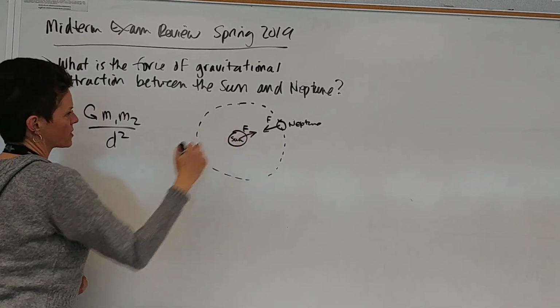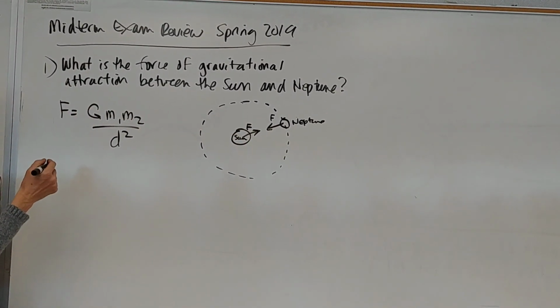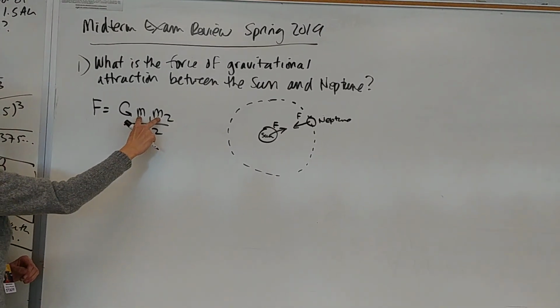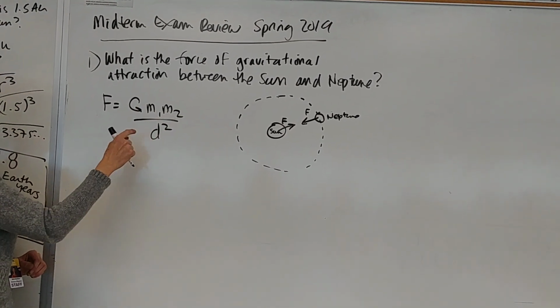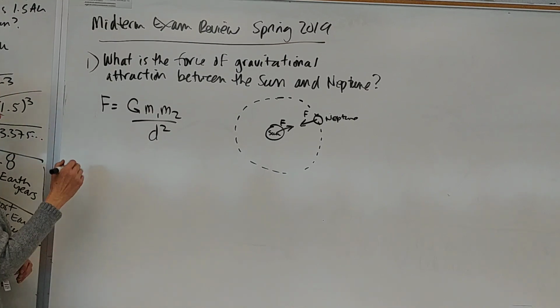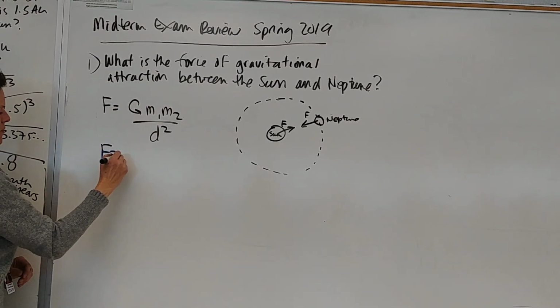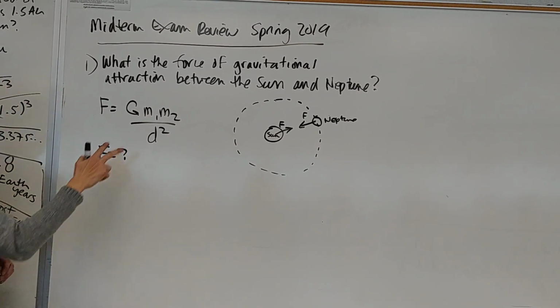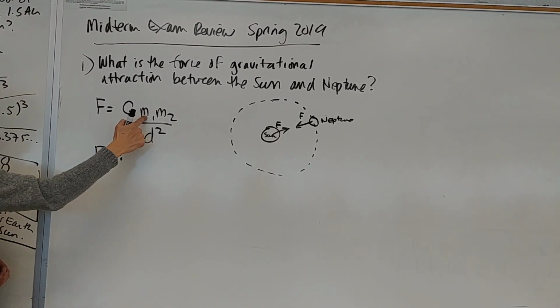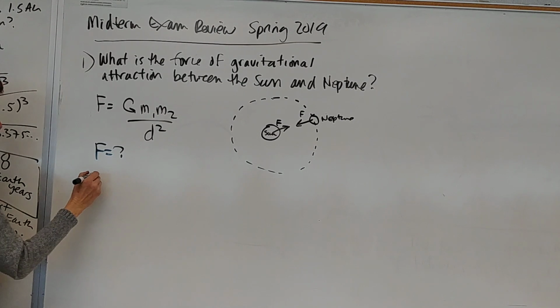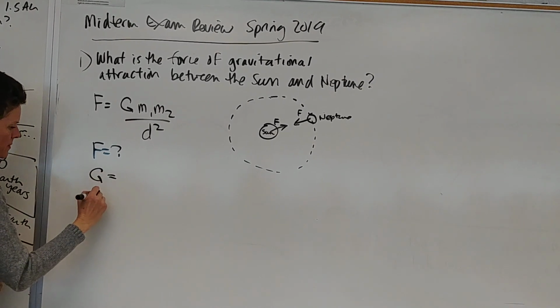Now the strength of the force is given by Newton's law of gravitation. So we have two masses attracting each other, separated by a distance, and then multiplied by our constant. So this problem says, what is the force? So I'm asked for a force. In order to get this force, I know I need these four numbers, G, M1, M2, and D. So I'm going to start making a list of what I need.